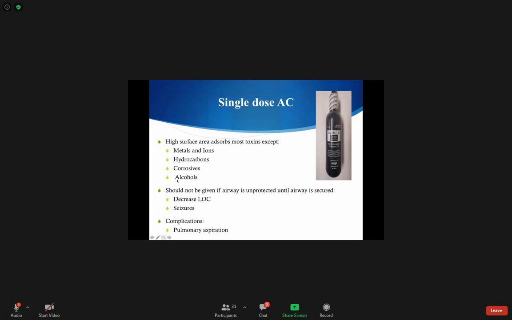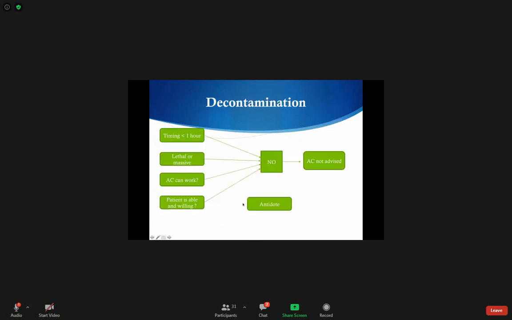Alcohols, because alcohols are rapidly absorbed, do not bind to activated charcoal, and cause alteration in mental status. So if you give them activated charcoal, it's going to go to their lungs, and they're going to die from aspiration pneumonia, okay? So activated charcoal is contraindicated for anyone with decreased level of consciousness. Anyone who's seizing or at risk of immediate seizure should not get activated charcoal. Anyone who could aspirate should not get activated charcoal.